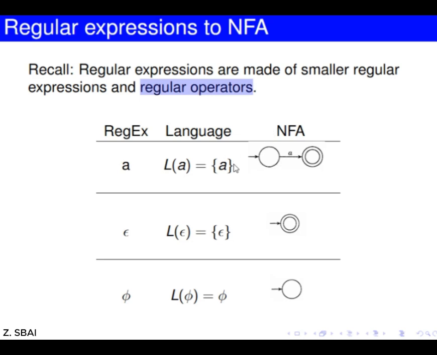We know that for the language containing a symbol a, it's sufficient to draw an initial state going to a final state with the transition a. For the empty string epsilon, it suffices to write an initial state which is also accepting. And for the empty set, we may write just an initial state without any possibility to go to an accepting state.